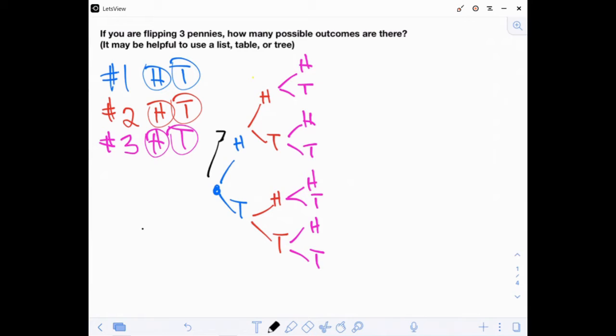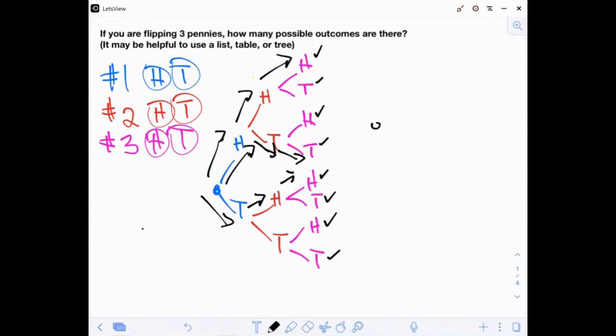I could get heads, heads, and heads. That's one possibility. I could get tails, heads, heads. That's another possibility. I could get heads, tails, and tails. Another possibility. So all my possible outcomes are at the very end of my tree. I could get 1, 2, 3, 4, 5, 6, 7, 8. 8 possible outcomes.